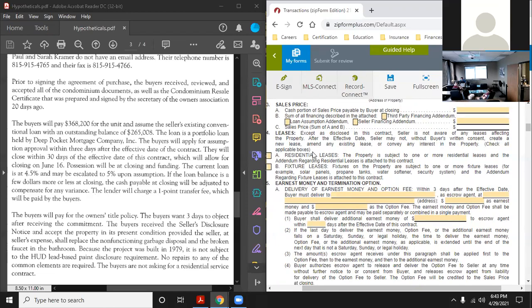So the buyer's going to pay $368,200 for the unit and assume the seller's existing conventional loan with an outstanding balance of $265,008. So that would be here, and then you have to do the math. $368,200 minus $265,008 to end up with $103,192. I did it off the top of my head. Don't look at my paper. So they're basically paying 103 in cash and 265 in a loan assumption to get to that 368. They're putting a lot down in cash, so these people bank it. That's all I can say.